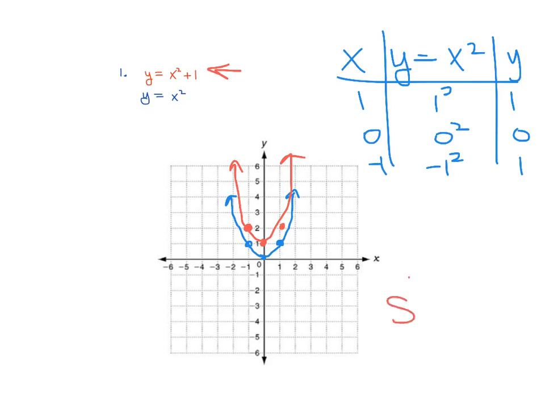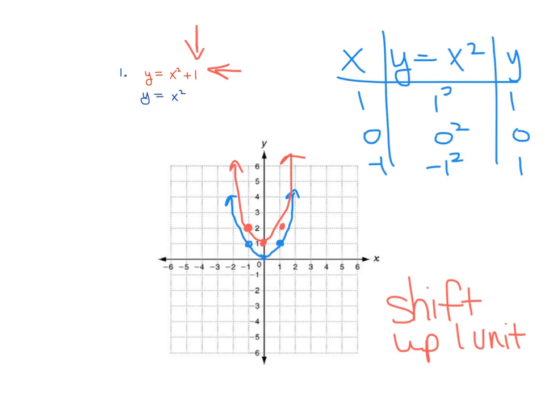So this is a shift up 1 unit. So again, this number right here tells you how many times you're going to shift each point up. If it were +5, we would have taken each one of those 3 points and moved them all up 5 spots.